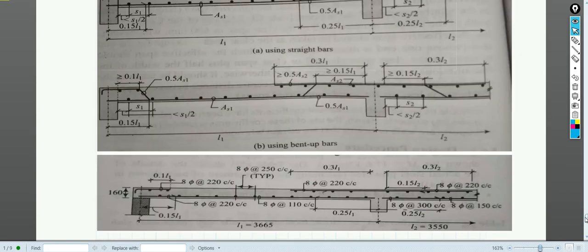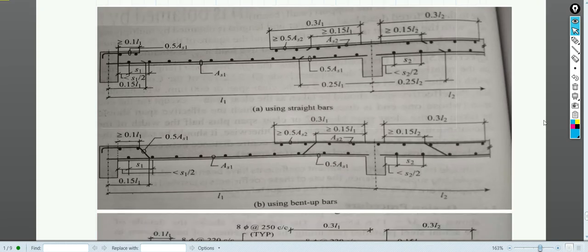Now if you look into the detailing, the detailing is very important. You can see here we have provided a reinforcement with a length of 0.1 L1. This is L1, this is L2. Whatever top reinforcement we provide should extend up to a length of 0.1 L1, and here it should be 0.15 L2 from the center of the support, which means this is where we will be curtailing the bars.